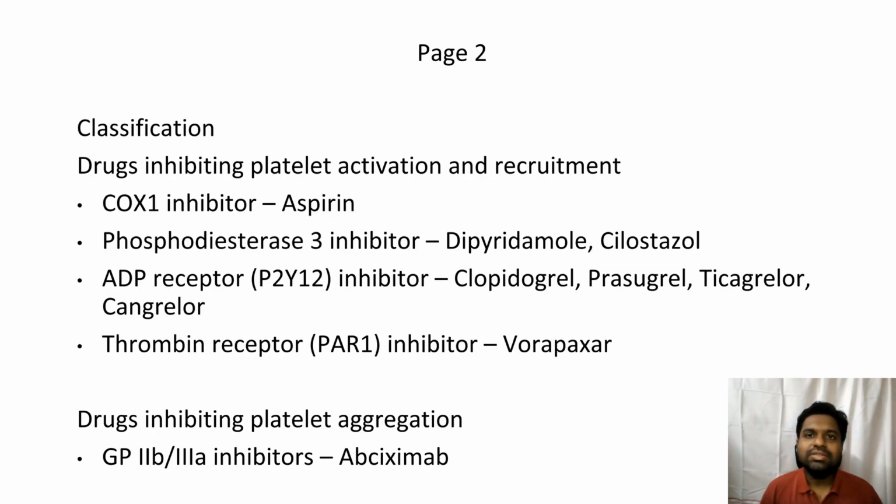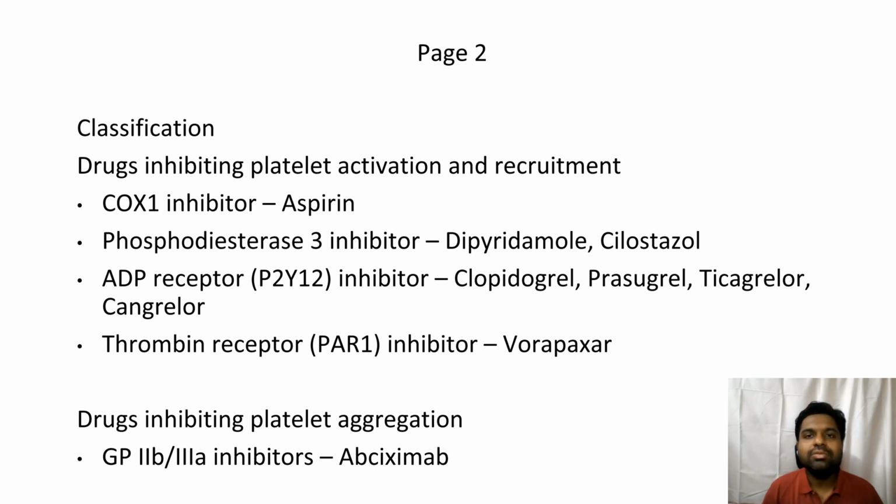Let us dive into classification. We have two categories of drugs, one inhibiting platelet activation and recruitment, the other inhibiting platelet aggregation. So in the first category, we have COX-1 inhibitor, aspirin. We have PDE3 inhibitor, that is cilostazol, as well as dipyridamole. Then we have PAR1 inhibitor, that is orapaxar. We have P2Y12 inhibitors, prasugrel, clopidogrel, ticagrelor, and cangrelor.